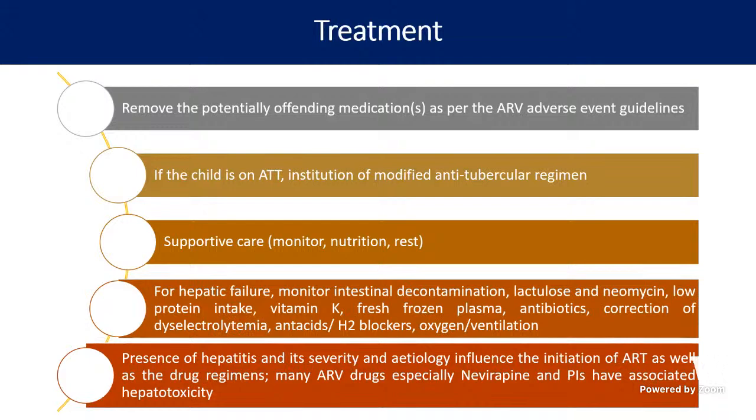And when there is hepatic failure, we have to give vitamin K and fresh frozen plasma. If need be, we have to give electrolytes, checking the sodium and potassium. If the child is bleeding, we have to give H2 blockers. The child may be admitted in the ward, and low protein is mentioned because they can land up in encephalopathy. Is it not so? So you need to know the presence of hepatitis and its severity. The etiology will definitely affect the initiation of drug regimens and ARVs, especially nevirapine, which also causes hepatotoxicity. So we have to hold on a few of the drugs for the babies.